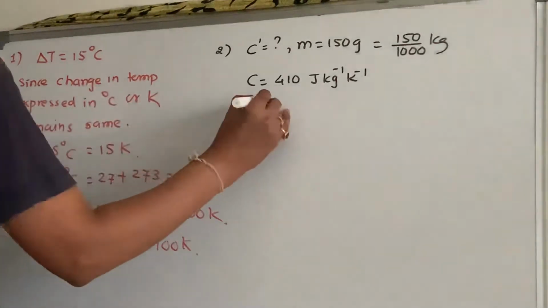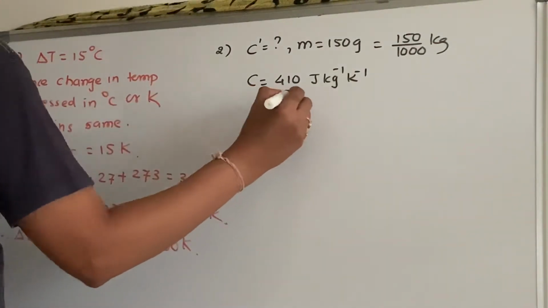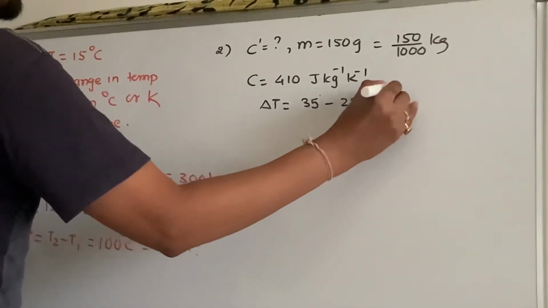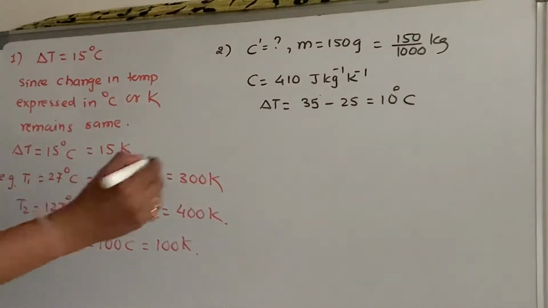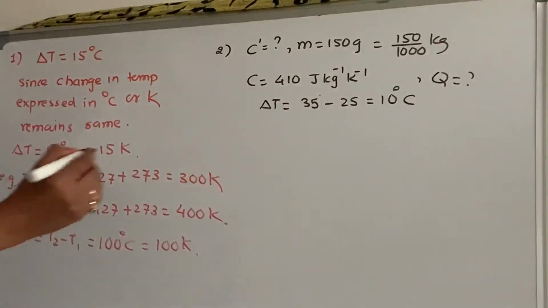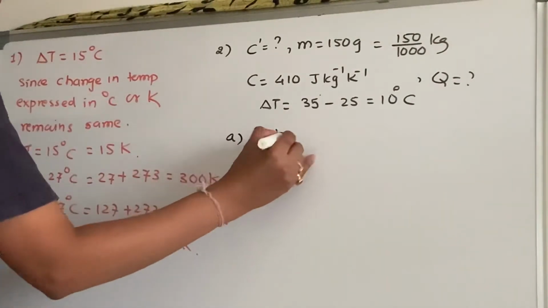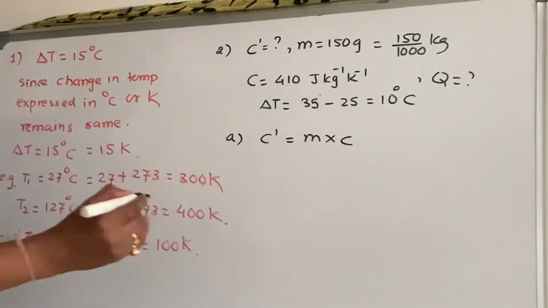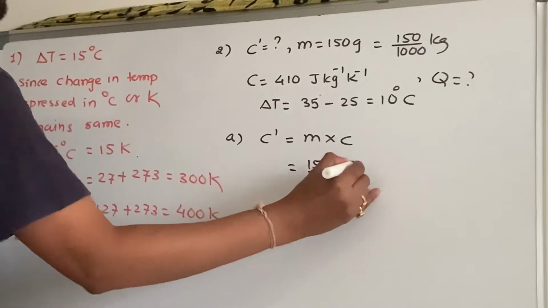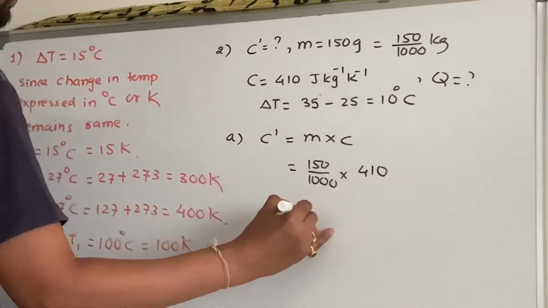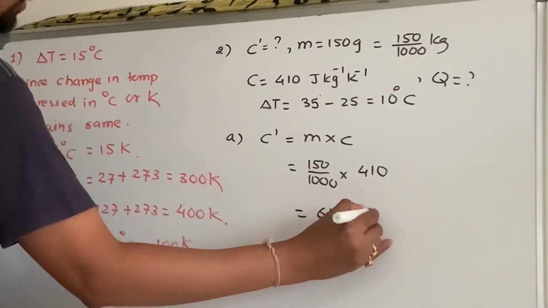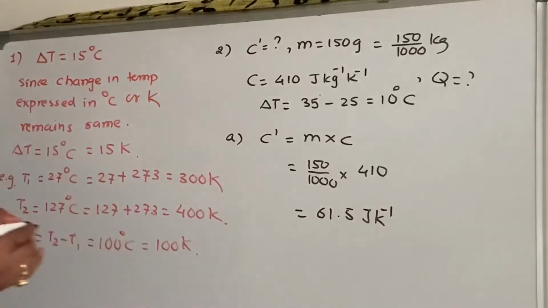Now in the B part, what is given? Delta T is given as 35 degrees minus 25, that comes out to be 10 degrees Celsius. So there are two things. First they want C dash and second they want Q. So first, for the A part, C dash is equal to M into C. Your mass is given, it is 150 upon 1000, and C is 410. You will get 61.5 joule per Kelvin.